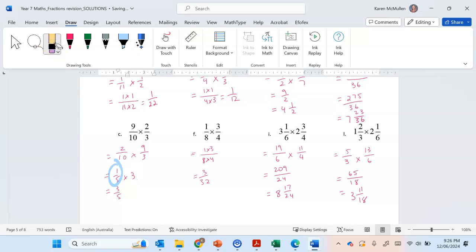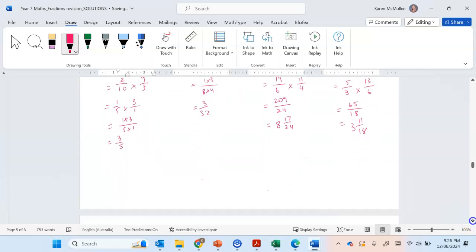Now this is what I want to show you. So basically if we're multiplying by a whole number, that is the same as saying 3 over 1. So we can convert any whole number into a fraction by just putting it over 1. So I've got on my top 1 times 3 and the bottom 3 times 1. So getting the 3/5 that way. All right, let's move on.